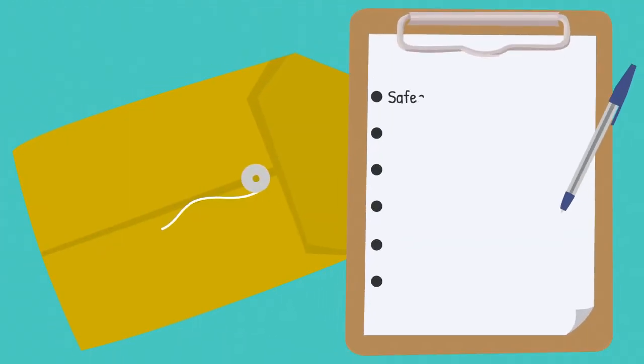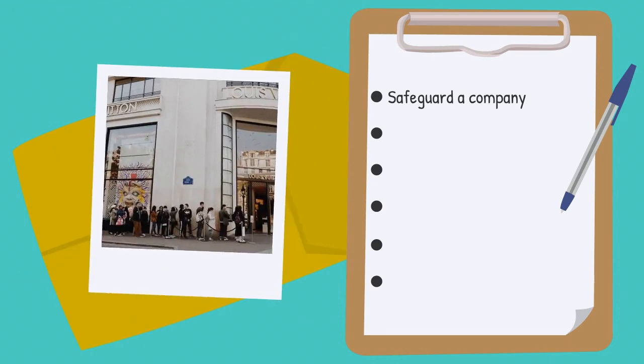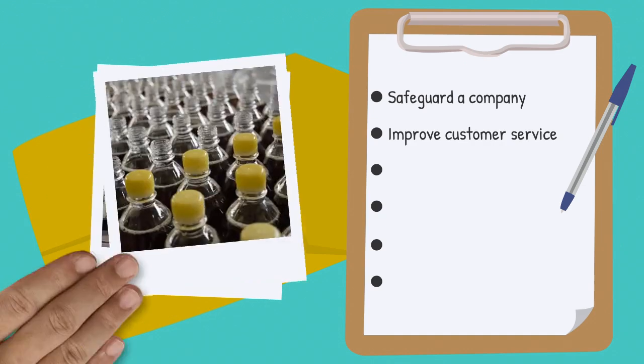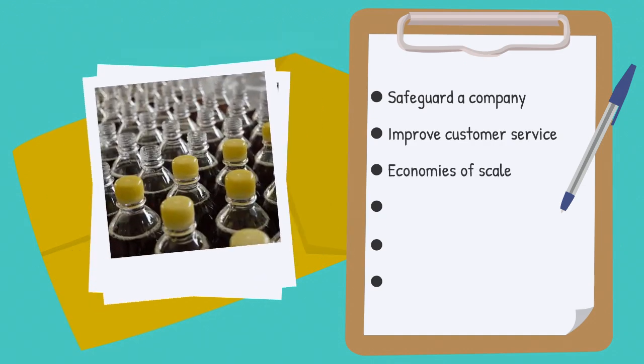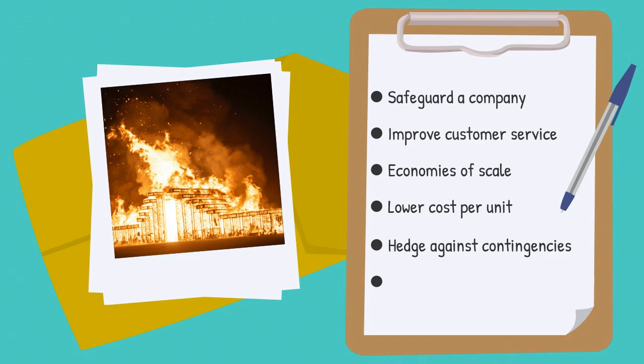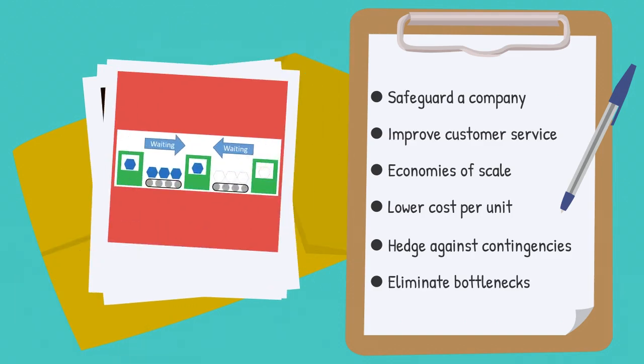We keep inventory to safeguard a company from unanticipated changes in consumer demand and lead time, while also improving customer service. To take advantage of economies of scale and to lower the cost per unit when purchasing, transporting and manufacturing large quantities. To hedge against contingencies such as labor strikes, fires and floods. In such situations, inventory guarantees normal supply for some period of time, and to eliminate manufacturing bottlenecks, work-in-progress commodities should be kept in this position in order to eliminate bottlenecks and boost production.